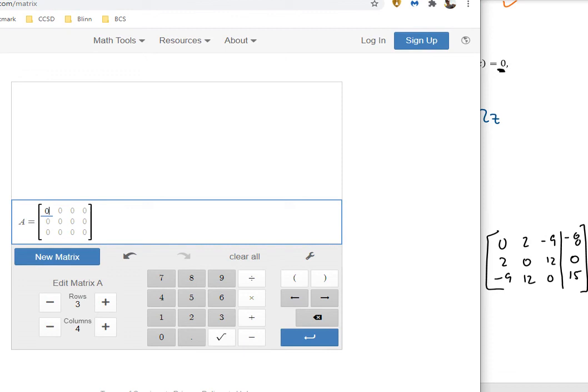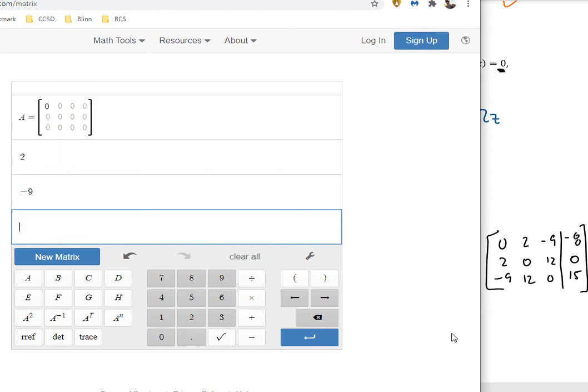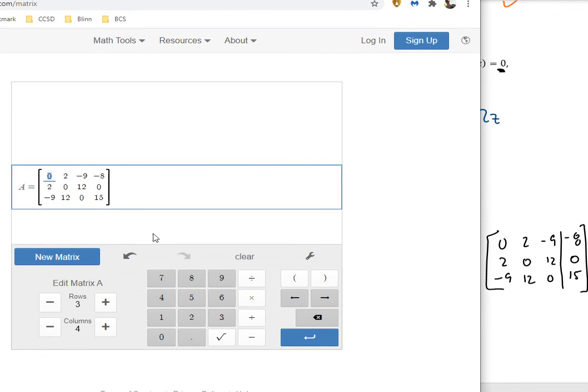So I have 0, 2, negative 9. Oops, sorry. Okay, so 2, and then use the arrow. 0, arrow, 2, arrow, negative 9, arrow, negative 8, arrow, 2, 0, 12, 0, negative 9, 12, 0, and 15. Okay, so we've got this matrix right here.